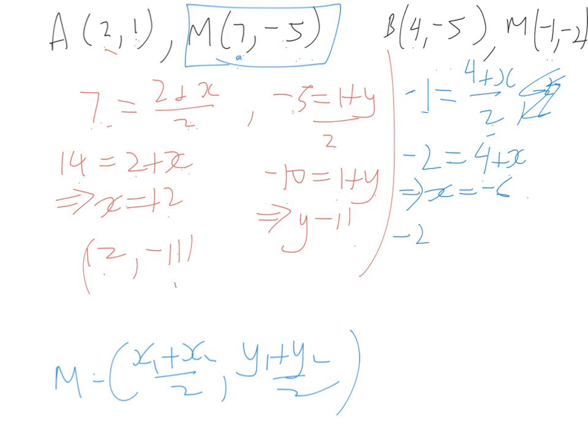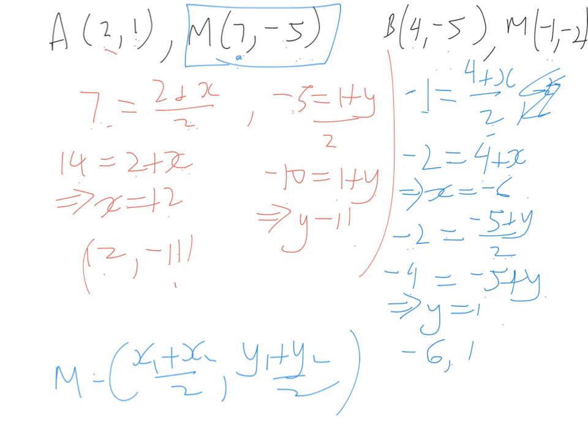For y, we've got negative 2 equals negative 5 plus y over 2. Multiply both sides by 2, negative 4 equals negative 5 plus y. Negative 5 plus a number to give us negative 4, we imply that number has got to be 1. So our coordinates for this are negative 6 and 1.